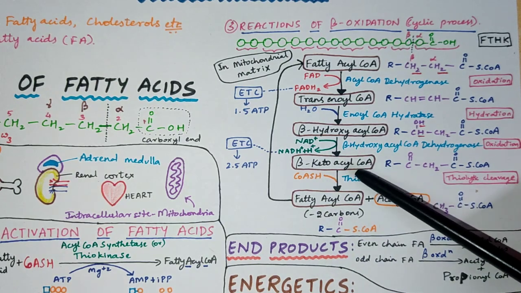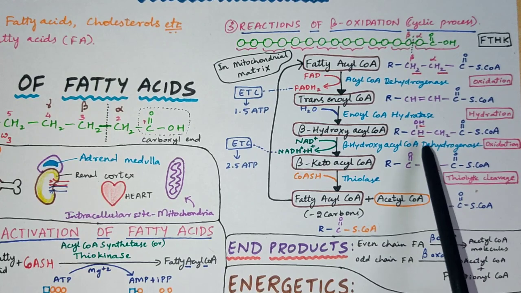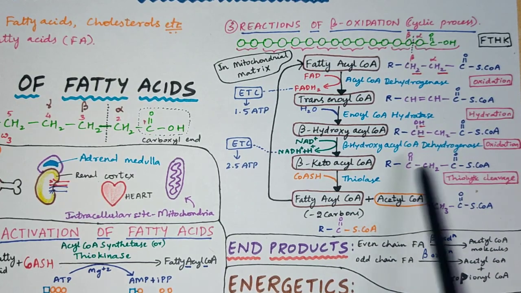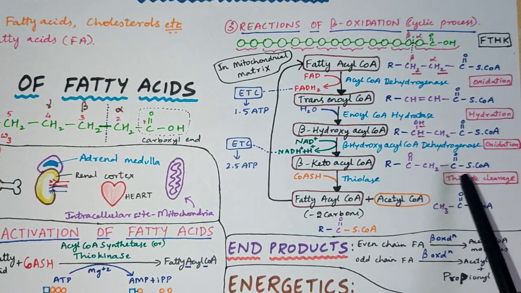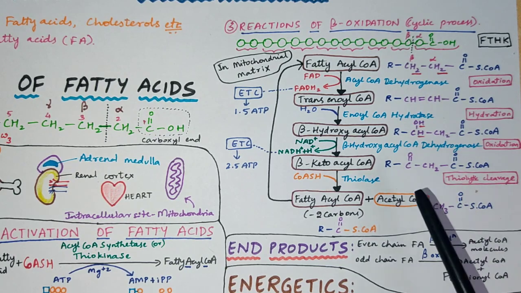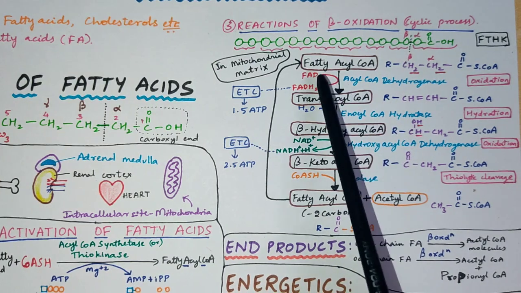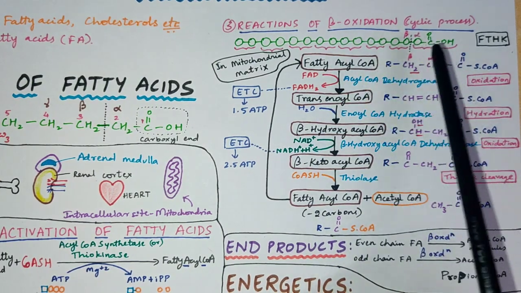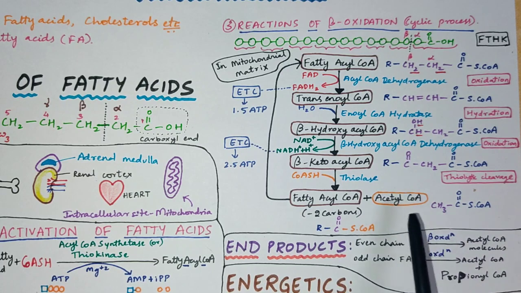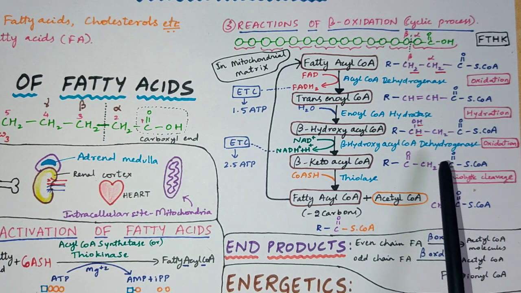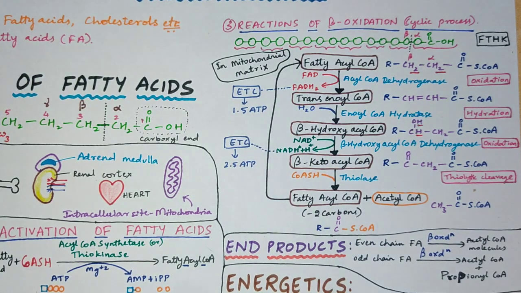Then again we'll break this compound into two molecules. One is acetyl-CoA, the other is fatty acyl-CoA. This fatty acyl-CoA will have two carbons less than the original fatty acyl-CoA, as I said here. So this acetyl-CoA will be separated from the main chain and then this is regenerated.